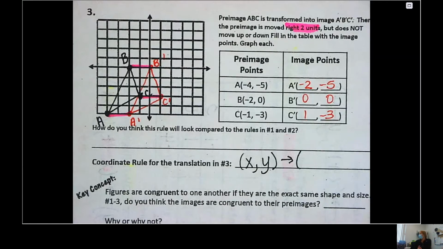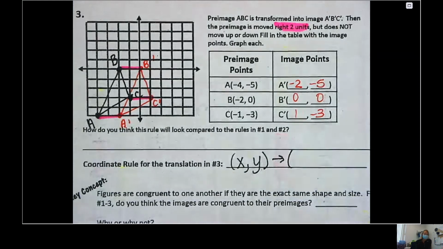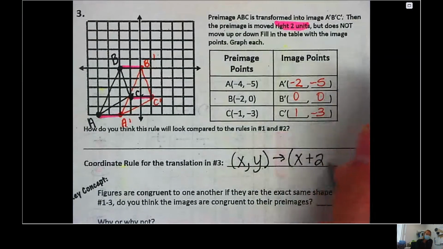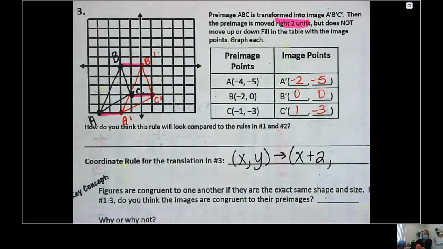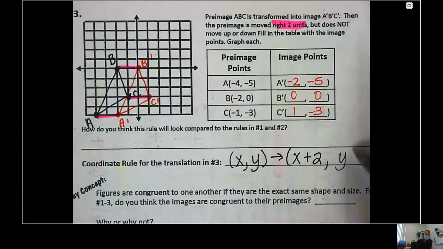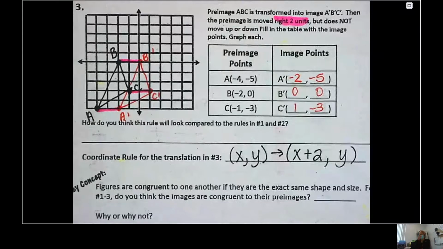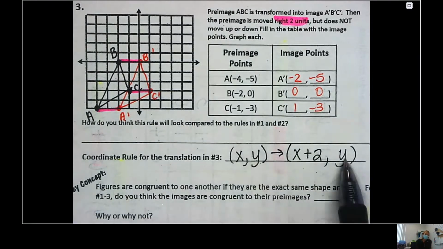Right 2 means which one? The X or the Y? X. So I'm going to put X what? X plus 2, right to the right 2. And nothing's happening to the Y, so I just leave it as a plain old Y. Nothing happened to it. Didn't move up, didn't move down, just a Y. So if you see a Y and a Y, or you see an X and an X, that means it does not get slid whichever way that it is located there. Okay, that means it's not moving at all.